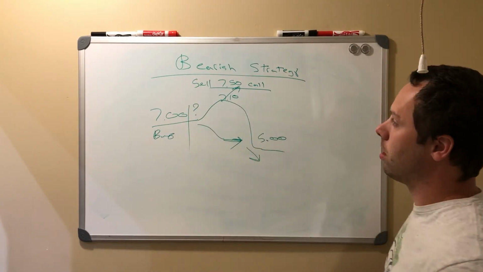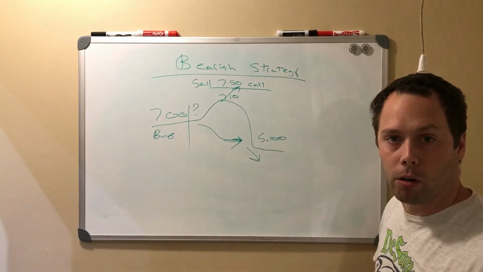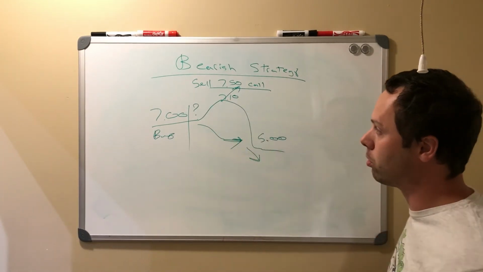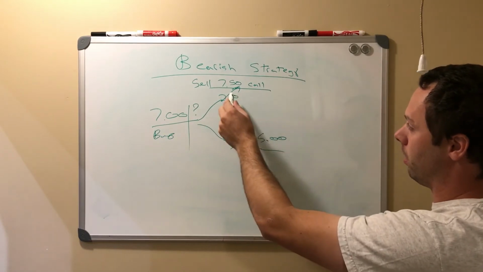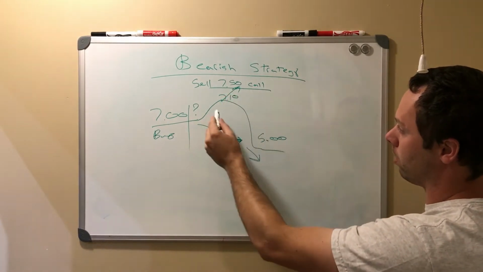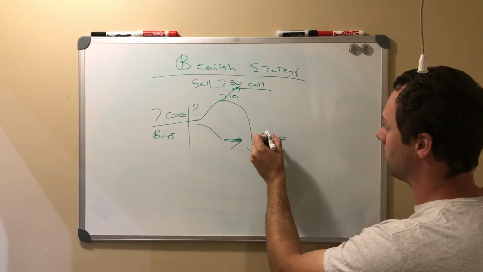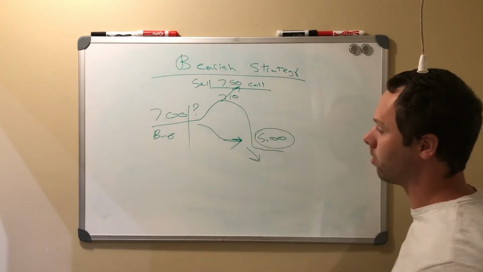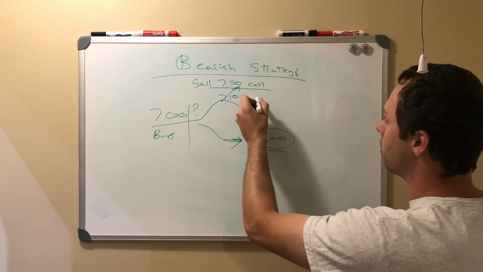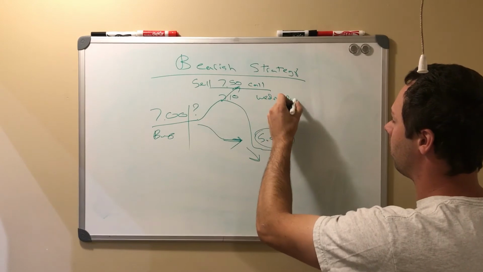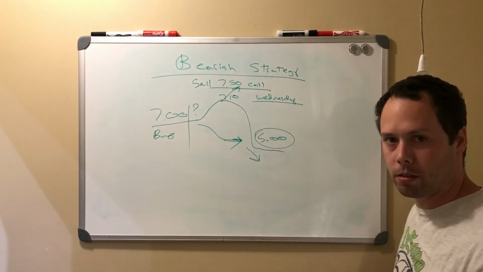The stock tanks. This 750 call that I wrote is just done because it's so far out, so far away from the current strike price that it's not worth nearly what I sold it for when I sold it at $7, because the current stock price is at $5. We'll just say this is like Wednesday. What do I do?